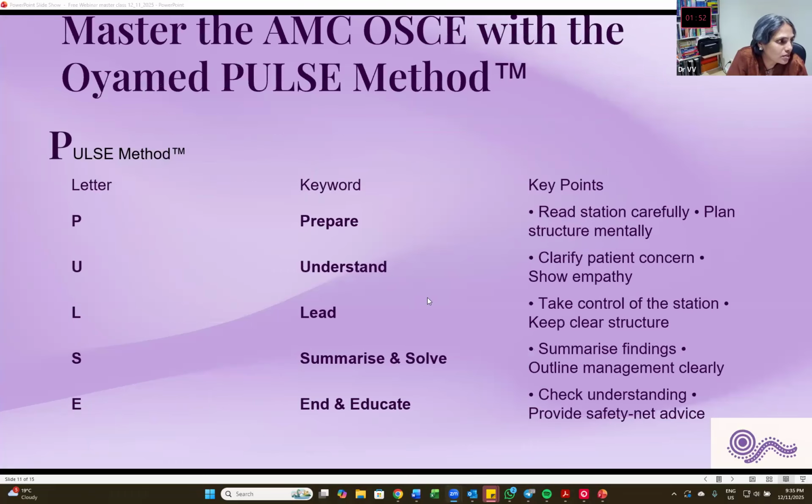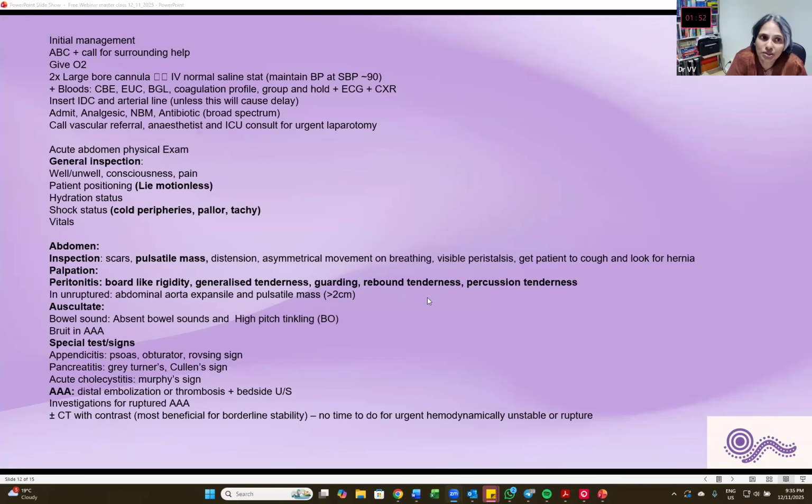So how do we manage this? This is how we do it. For this particular station, we're going to follow ABC. You're going to call for help because this patient is crashing. You want to give the patient oxygen now. We need to put in 2 large bore cannulas and start the blood. So send for all of them. You need to tell the examiner, I'm going to get the blood group and crossmatch and hold.